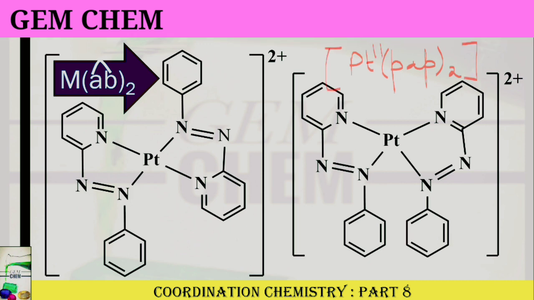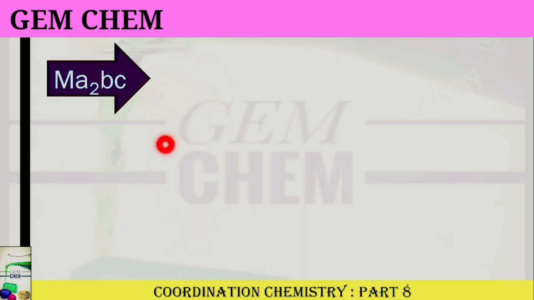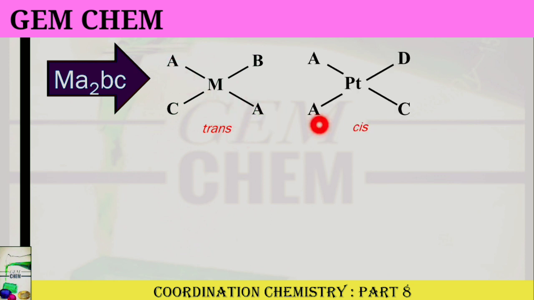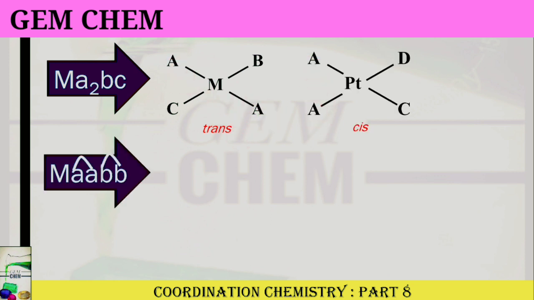Now we shift to our next type, that is Ma2BC. So you will have AA trans to each other, then you will have cis AA. So these are the two possibilities for this one.